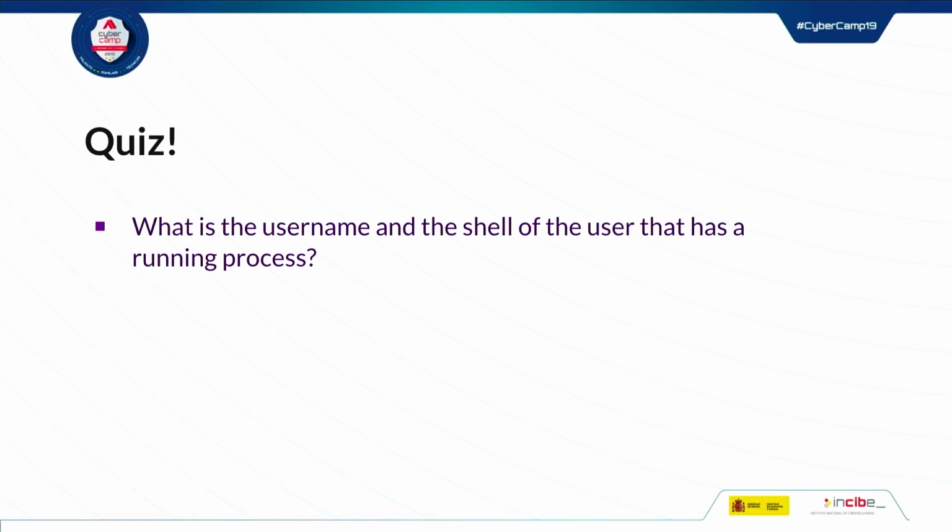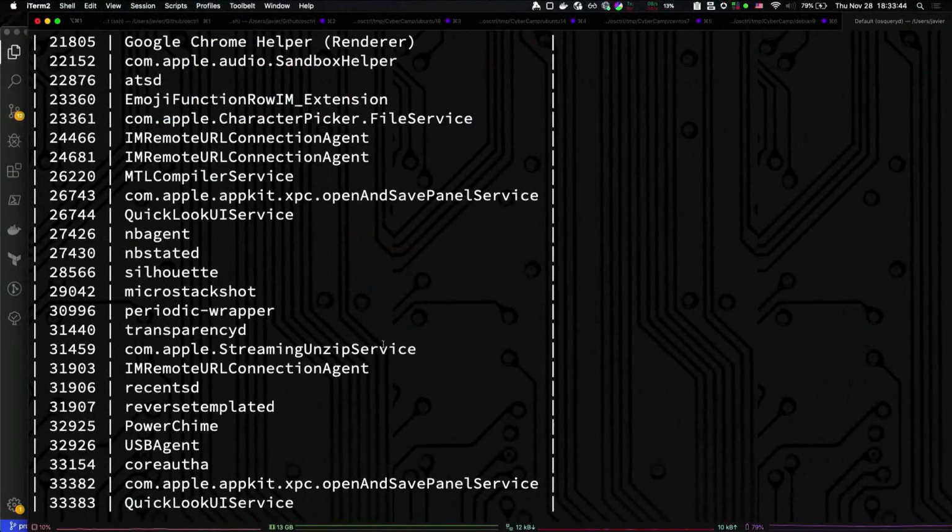So now you might say, how would I know what the username and the shell of the user is, of the user that is running processes in the machine? Do you have any idea how you would do that? Well, you'd use a join from the users table and the processes table, and use that to extract the user shell and the username.